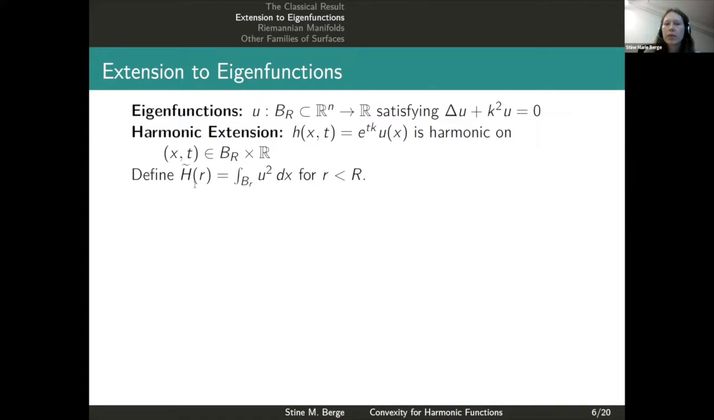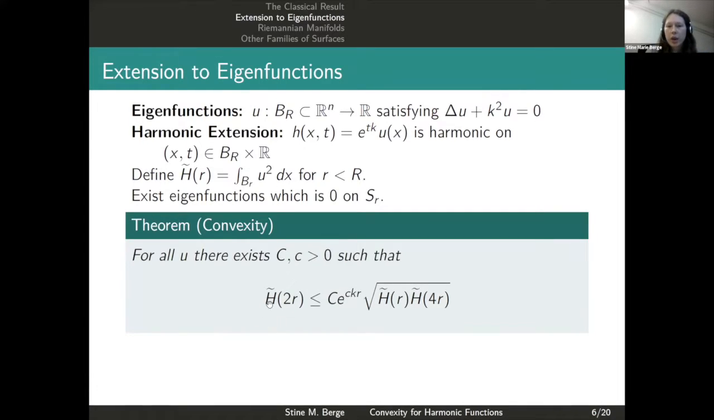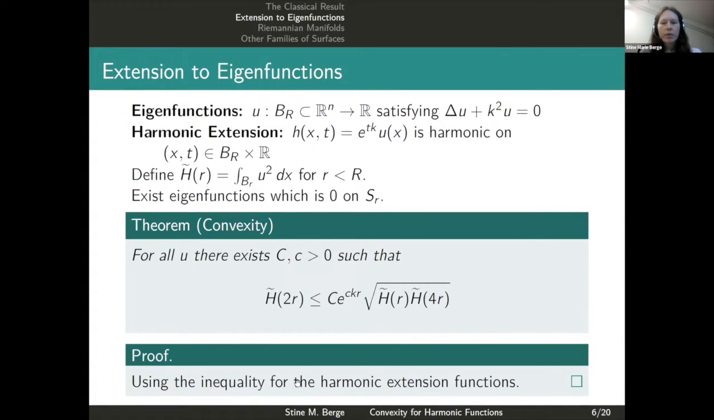It's like that instead of integrating over spheres, we can integrate over balls. And just a quick note, the reason for integrating over balls is that integrating over spheres would not work very well when it comes to unique continuation, because there exist eigenfunctions being zero on spheres which are not identically zero. In this case, this modified h function satisfies this very similar kind of convexity result. Okay, so the proof here, as I alluded to above, is just using this harmonic extension technique.